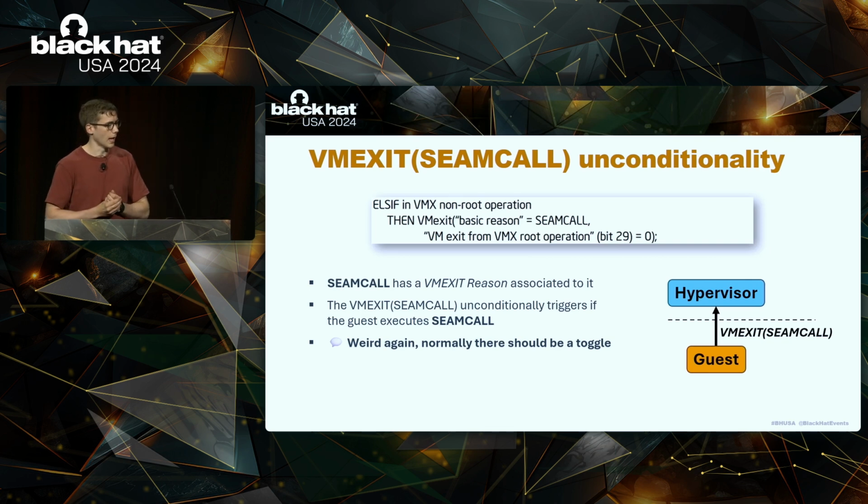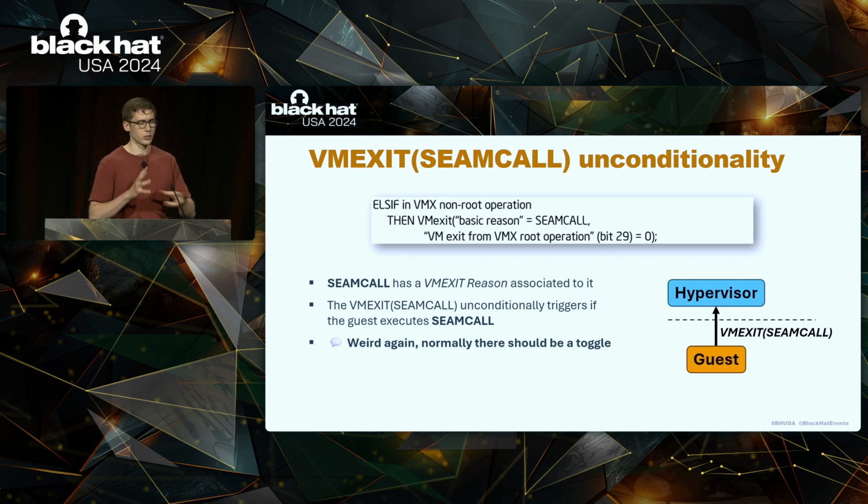So SIM call has a VM exit reason associated to it, and that means that if the guest executes the SIM call instruction, then the CPU triggers a VM exit, jumps to the hypervisor, and tells the hypervisor, hey, the guest just executed the SIM call instruction, please emulate it. That's also weird and unusual because normally there should be a toggle here to enable the VM exit also. The VM exit is not supposed to be unconditionally raised by the hardware, by the CPU. So that's weird again, but still not a security problem at first sight.